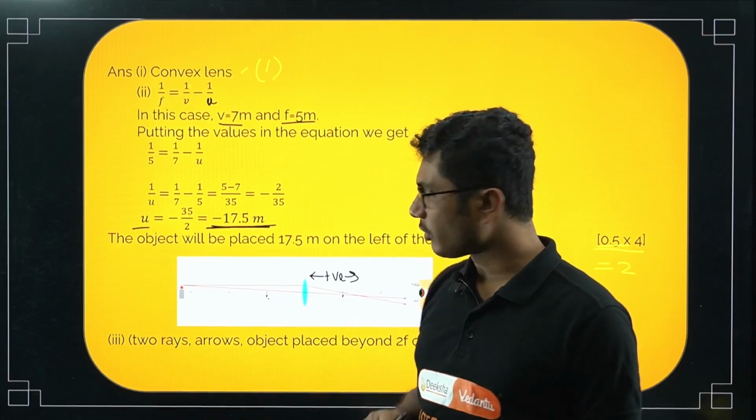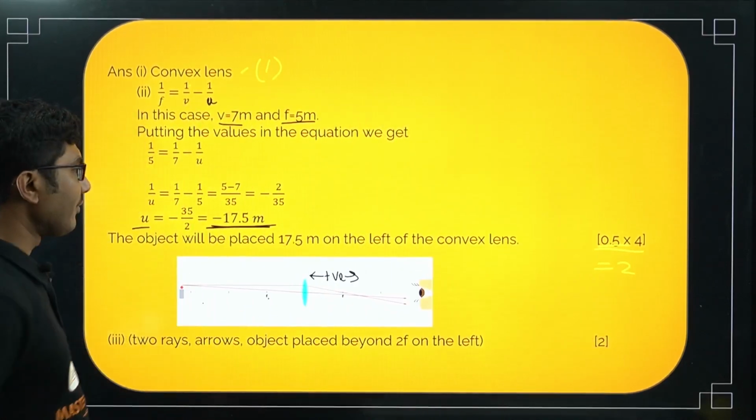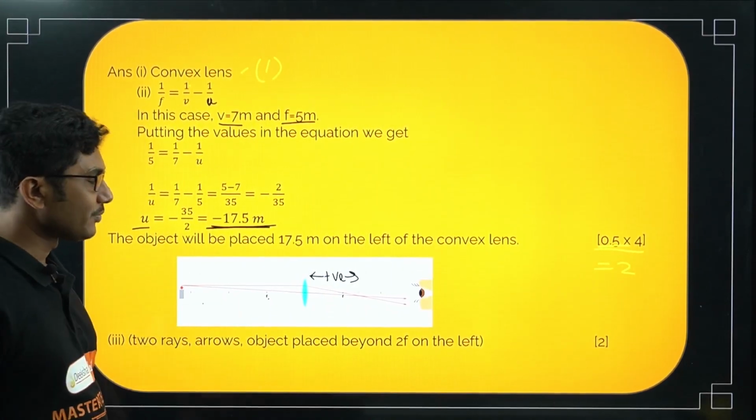Now here they have drawn a ray, but this is not a ray diagram. Even though they have tried to draw it, they have taken it from somewhere.